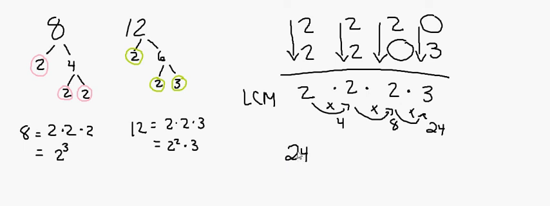Now, is that correct? How can you check? You can go through and look at all the multiples of 8 and 12 and see where they match up. The multiples of 8 are 8, 16, 24. For 12, they're 12, 24, and 36. So you can see the lowest common multiple is 24, and we found that by using prime factorization.